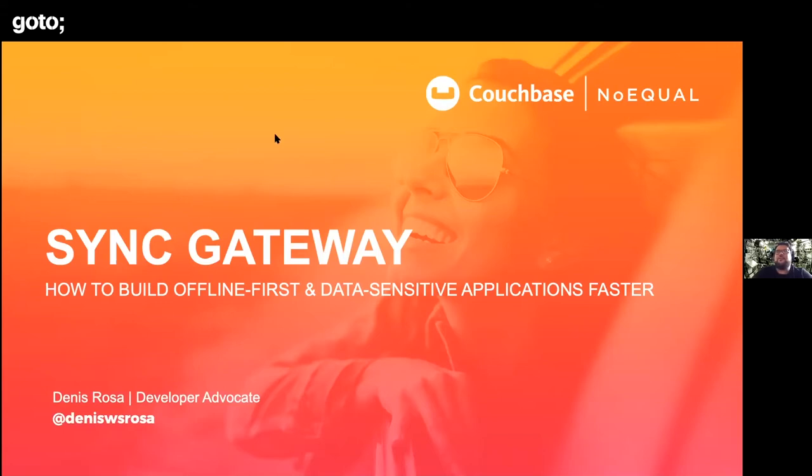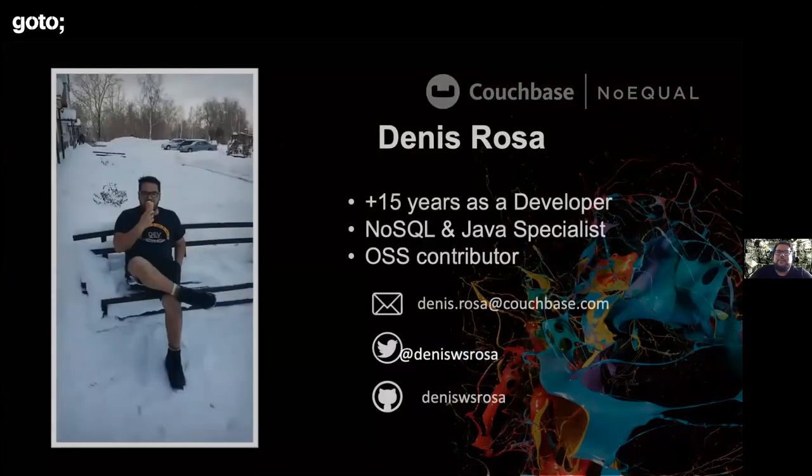So for those who have never heard about me before, I'm Denis Rosa. I have been working with software development for more than 15 years. I am a NoSQL and Java specialist. I try to contribute to a lot of open source projects, Spring and others, mostly Java related because I'm a Java guy. And I also work as a developer advocate at Couchbase.